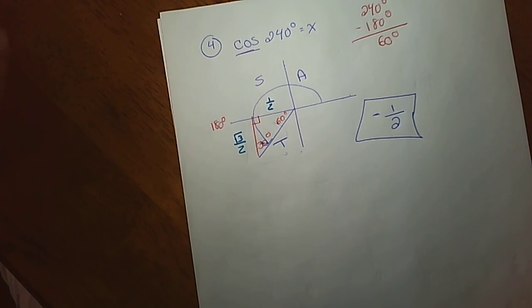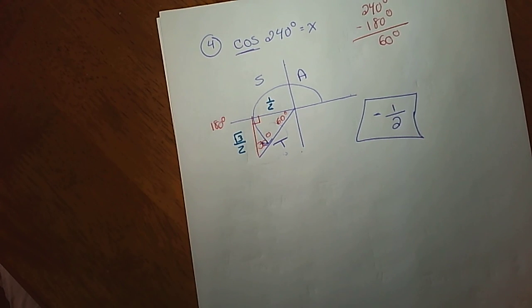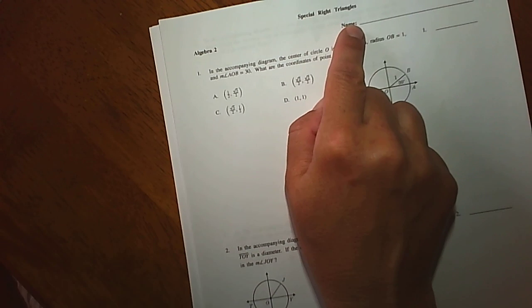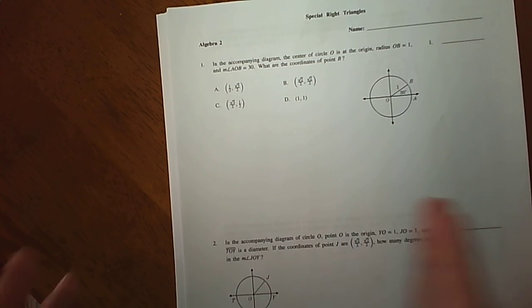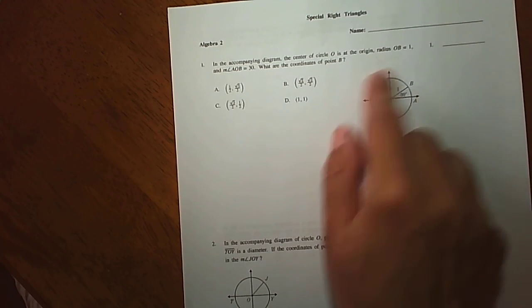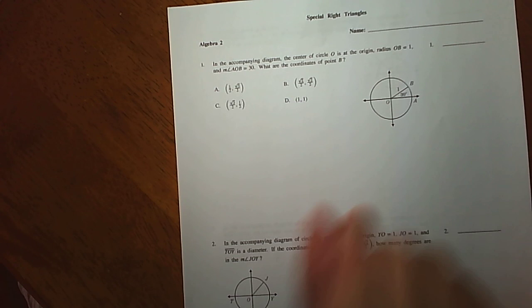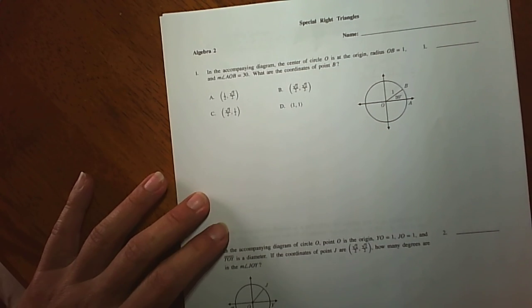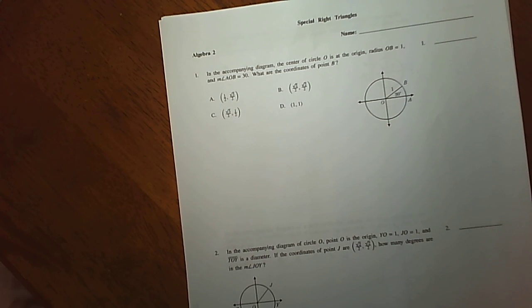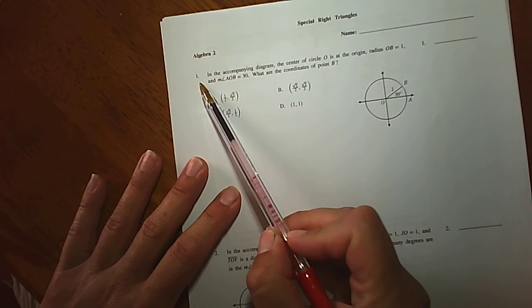Now, I had posted up and suggested that you guys print out the worksheets that said special right triangles on there. This is much easier to do if you have this printed out. If you don't have it printed out, if you at least drew the diagrams, it makes it a little easier to do together. So let's take a look at number 1. If you haven't done this, you should stop the video, print these out, or copy them down. But let's take a look at number 1.